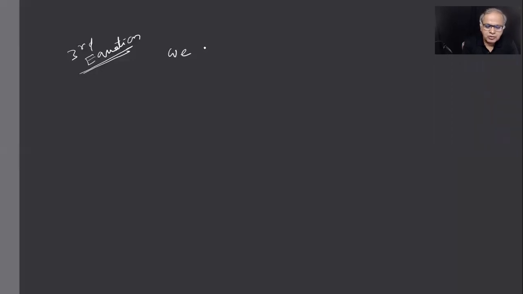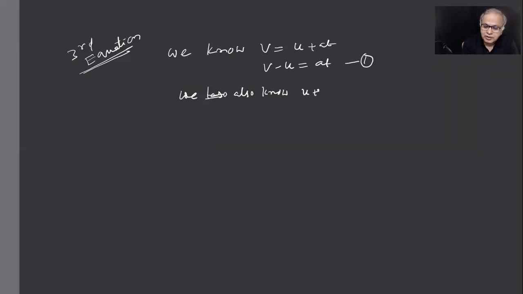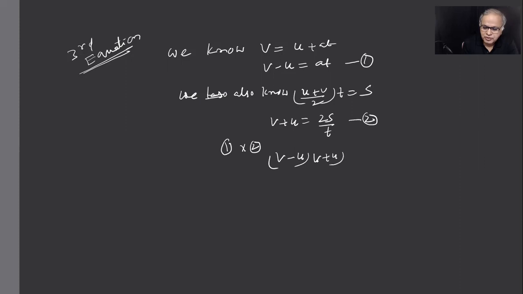We know v equals u plus at, so v minus u equals at. We also know (u plus v) by 2, into t, equals s. So v plus u equals 2s by t. Multiplying, (v minus u) into (v plus u) is at into 2s by t.